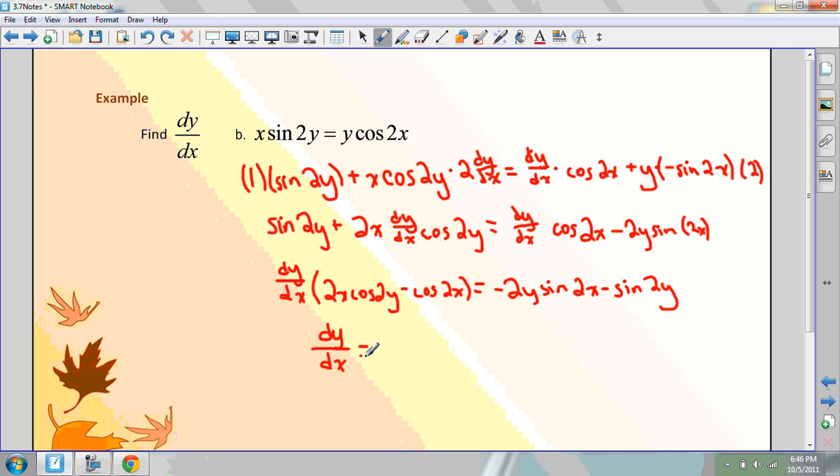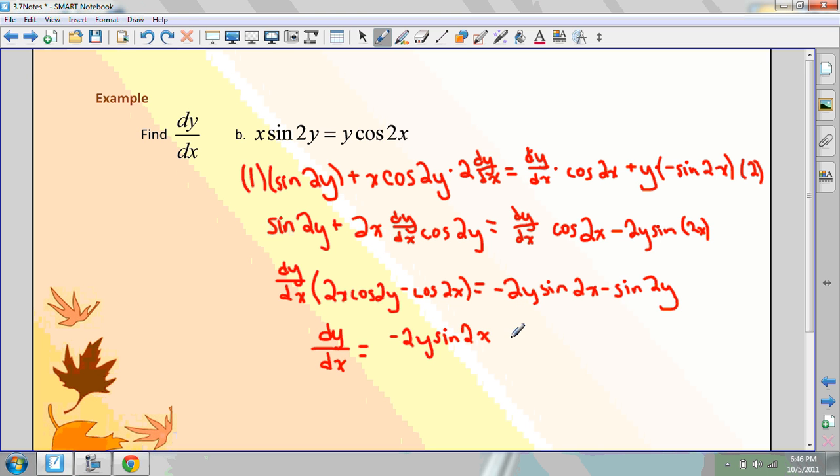dy dx equals, some things are multiples of 2, but not everything, right? This is not a multiple of 2, this is not a multiple of 2, so I can't factor the 2 out. So all I can do is leave it like this, which is not very pretty, but at least it's right.